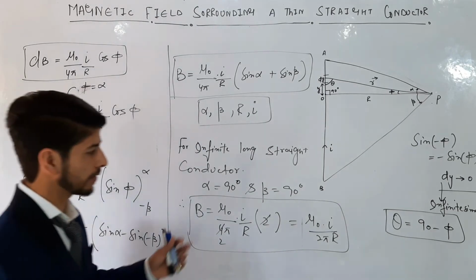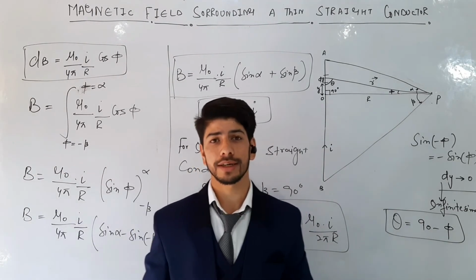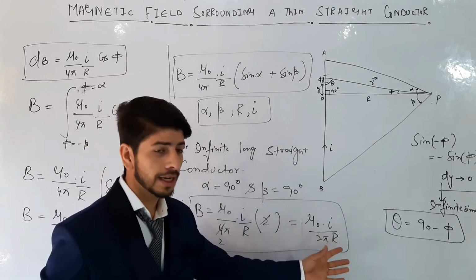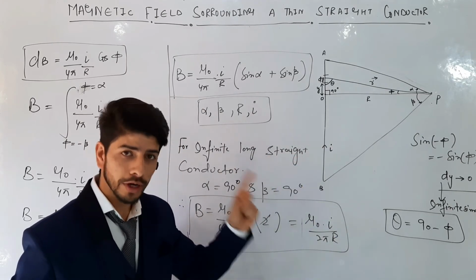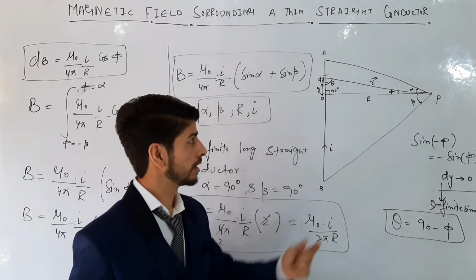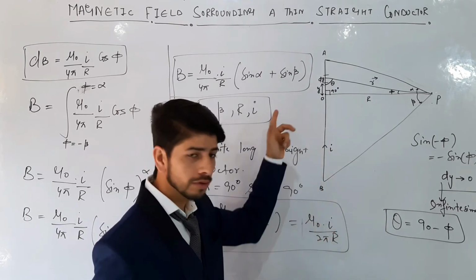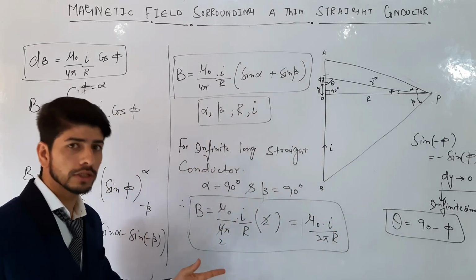What is the value of the magnetic field surrounding an infinitely long straight conductor? The value is mu naught upon 2 pi, I upon r. What is r? It is the perpendicular distance of the point where you have to find the magnetic field from the long straight infinite conductor. What is I? It is the current flowing through this conductor, and the field depends only on these two parameters.